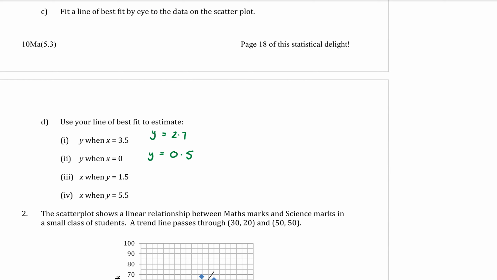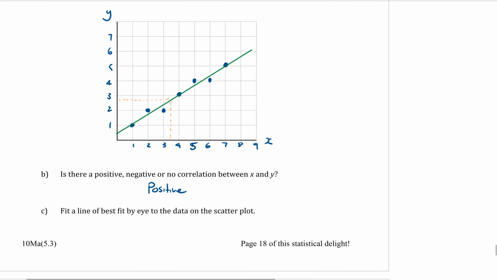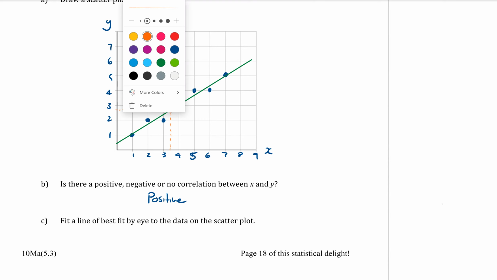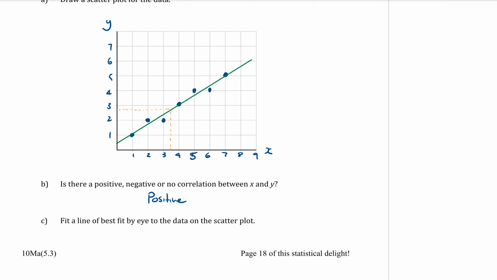Okay, now we're going to switch it around. We want to find the x values when y is equal to 1.5. So I'm going to be up here. Let's change colours so I don't confuse everybody. Red's good. Okay, so 1.5 for the y. I'm going to go dot, dot, dot across. Dot, dot, dot down. What do we get?